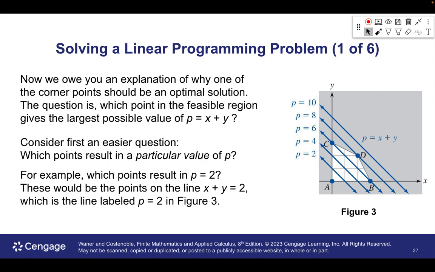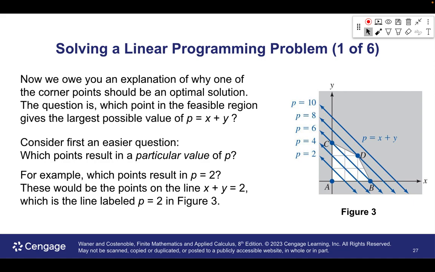10 isn't the answer because it's not in the feasible region. It is a larger value, but it's not feasible. We can't do it. We don't have the resources. All we have the resources to do is 8. So this is the best solution we can get.